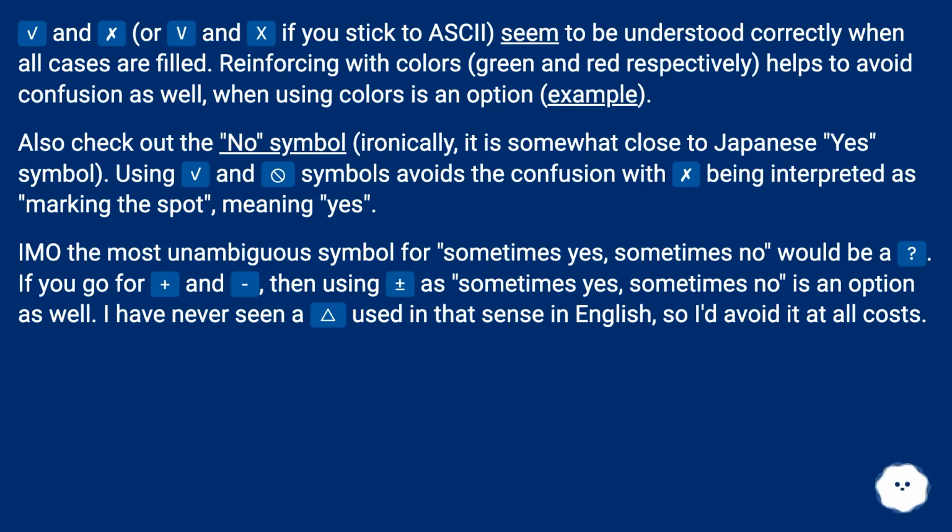IMO the most unambiguous symbol for sometimes yes, sometimes no would be a question mark. If you go for plus and dash, then using plus or minus as sometimes yes, sometimes no is an option as well. I have never seen it used in that sense in English, so I'd avoid it at all costs.